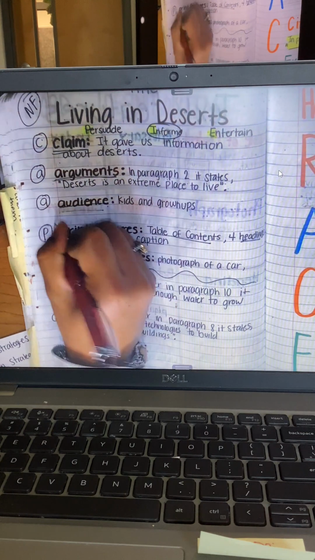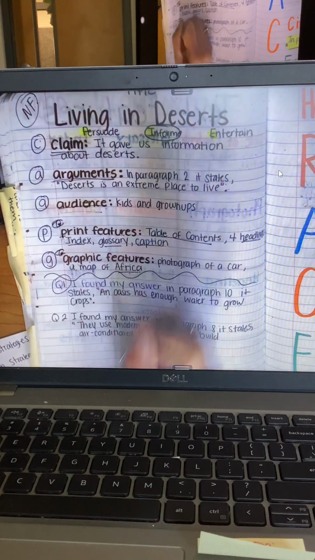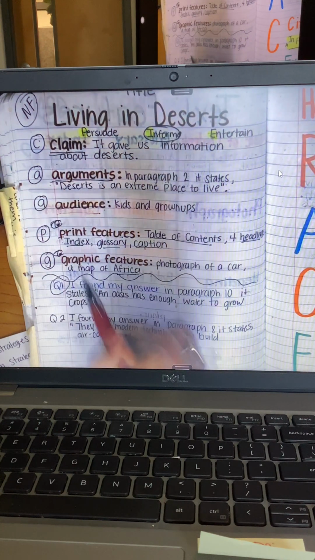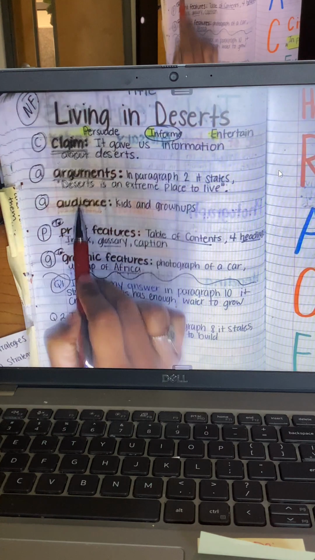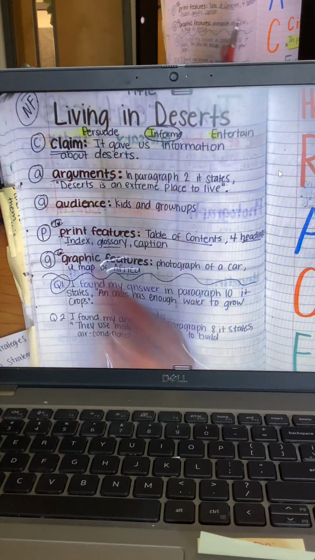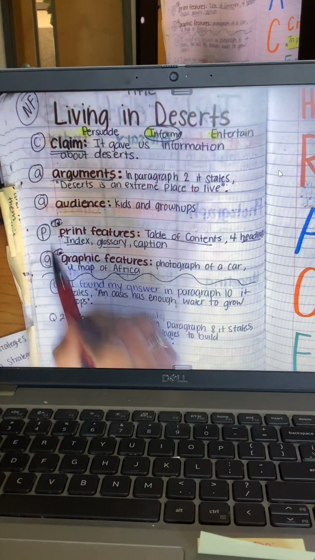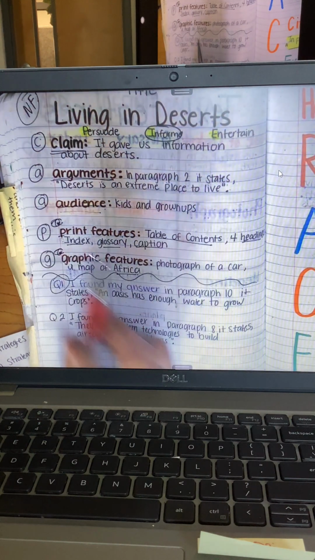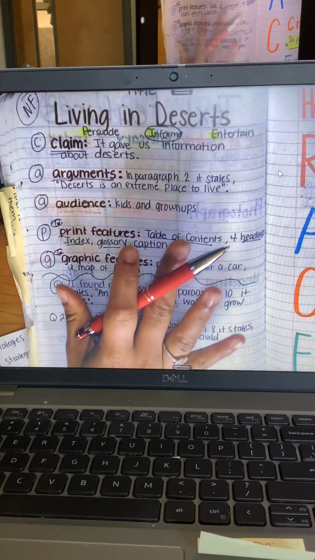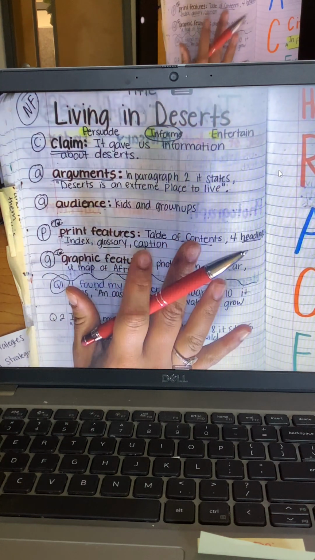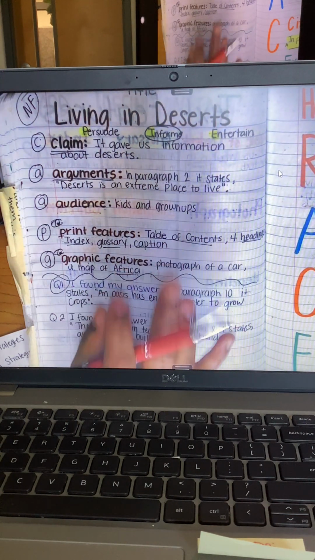Just by looking at the book, they can already see what print features are there, what graphic features are there. These three they might have to read to understand, but these two they can just see: oh, there's a table of contents, there's a caption, there's a map. So these are fairly easy. And what does this do? This really allows the students to stop and focus on the story, read the story. Okay, because that's what we want. We want their attention to be on the story.